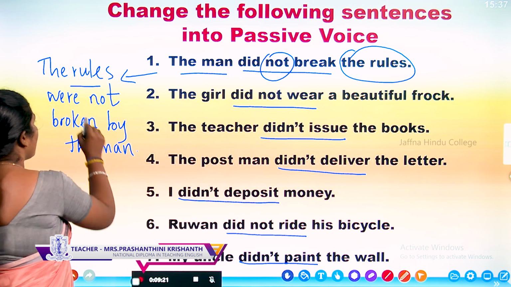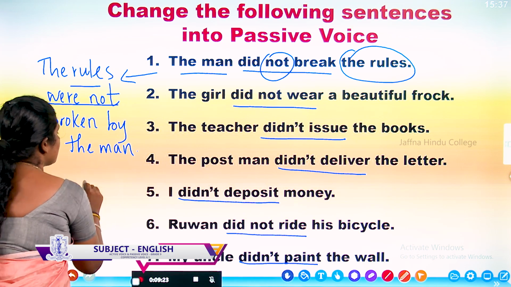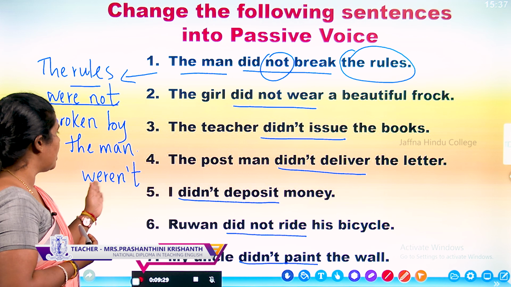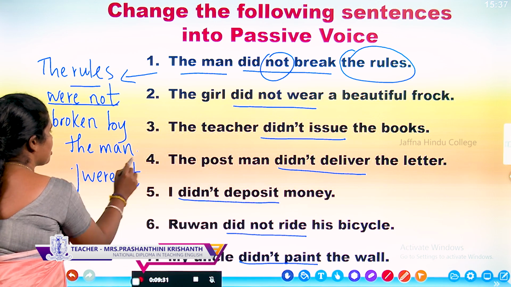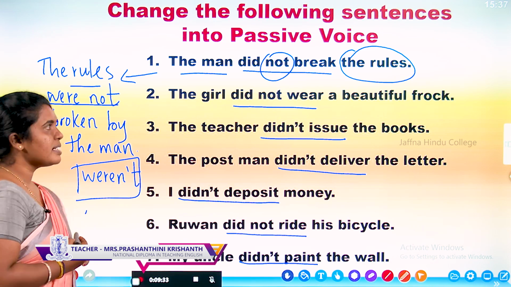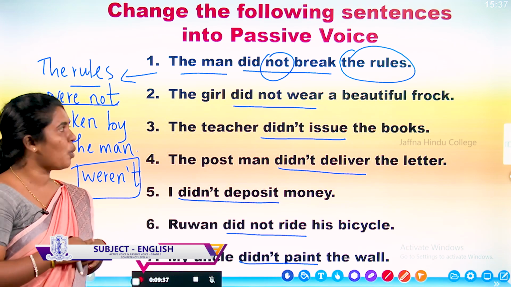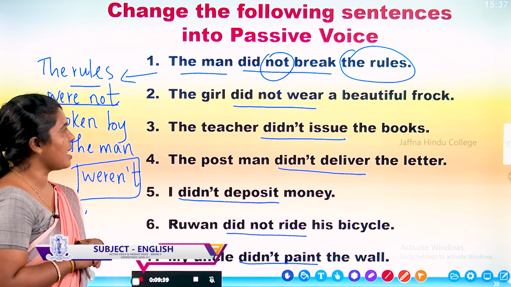As well as you can write weren't. Right? You can use the contracted form here. Weren't. It means were not. Okay, this is the simple way of changing into passive voice. Now see the second example.